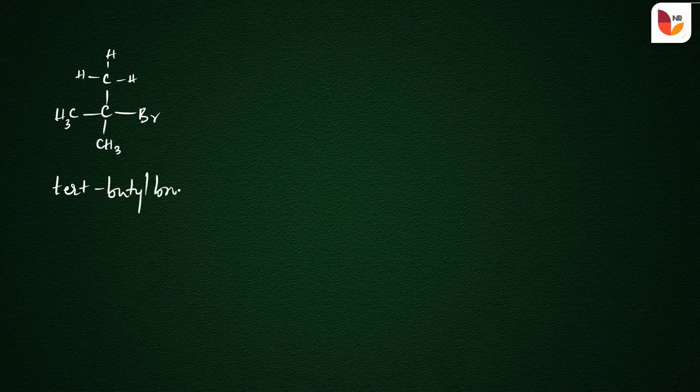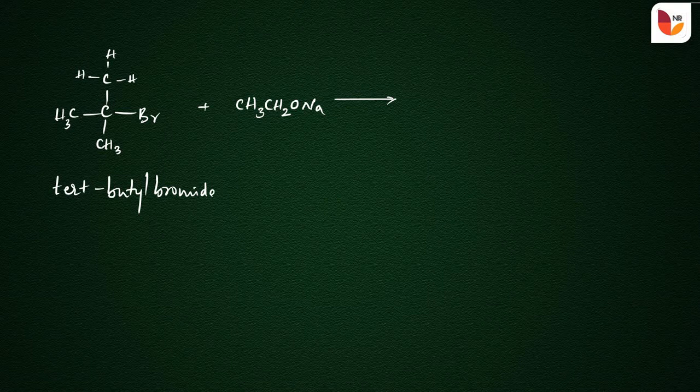And next, the reaction of tertiary alkyl halides. So tertiary means the halogen attached carbon is attached to three carbon atoms. Such molecules are to be called tertiary alkyl halides. So the name of the molecule is tertiary butyl bromide. So when tertiary butyl bromide reacts with sodium ethoxide, that is CH3CH2ONa, it is to be called sodium ethoxide.